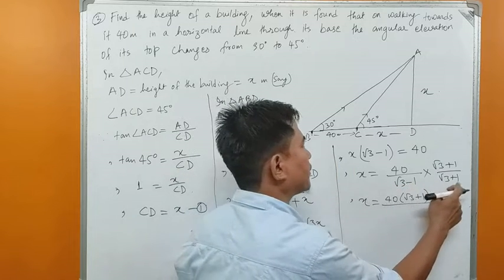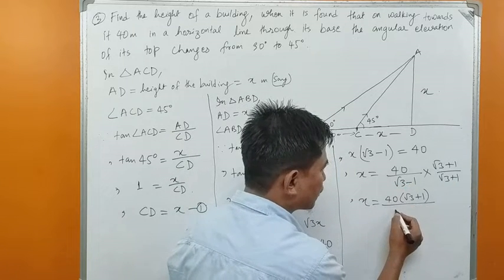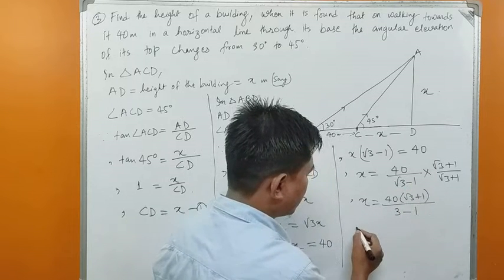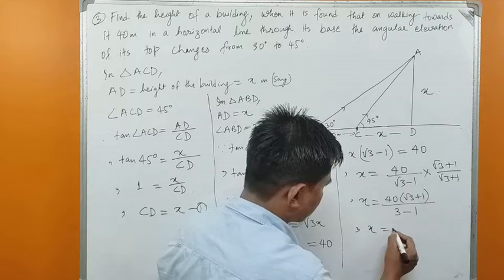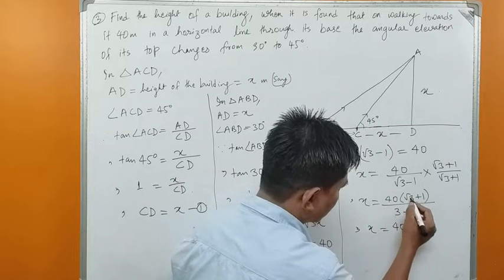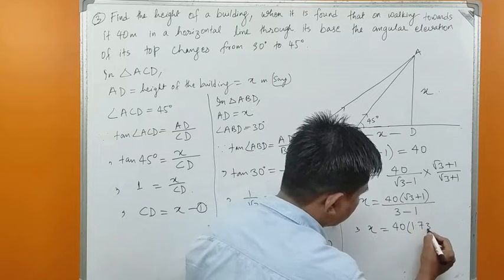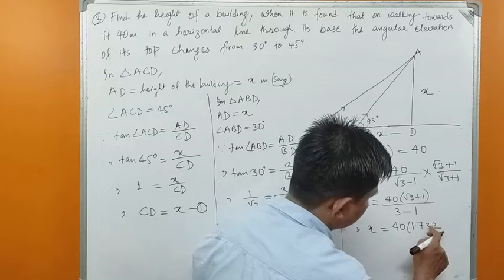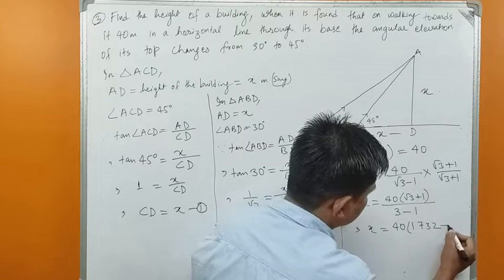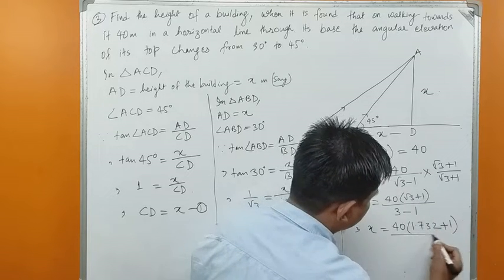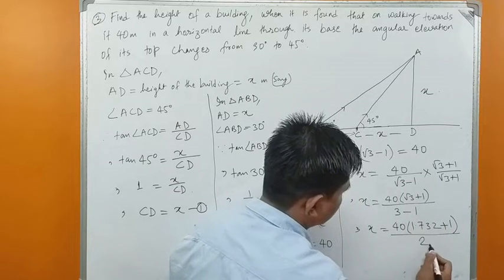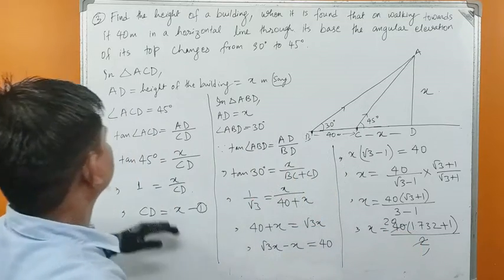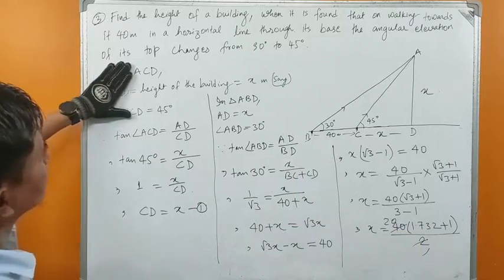A minus b into a plus b is a squared minus b squared. Root 3 squared is 3, minus 1 squared is 1. Or x equals 40 into, the value of root 3 is 1.732, plus 1, divided by 3 minus 1, which is 2. So 2 1s are 2, 2 2s are 4, 2 0s are 0. Now please take the screenshot. I'm going to erase this, okay.